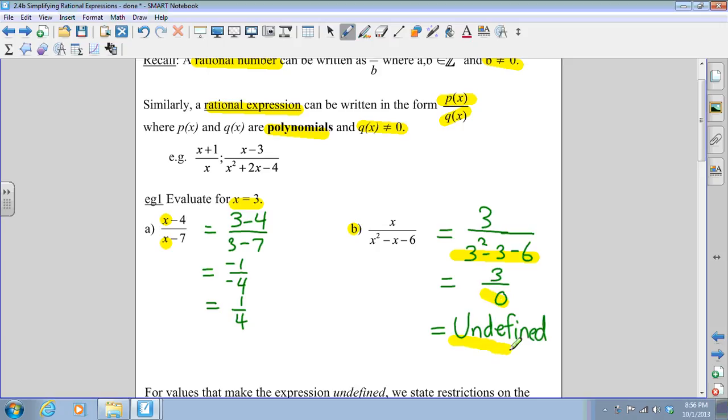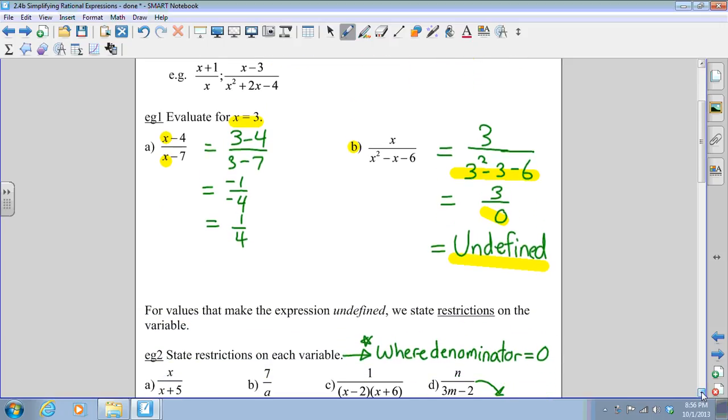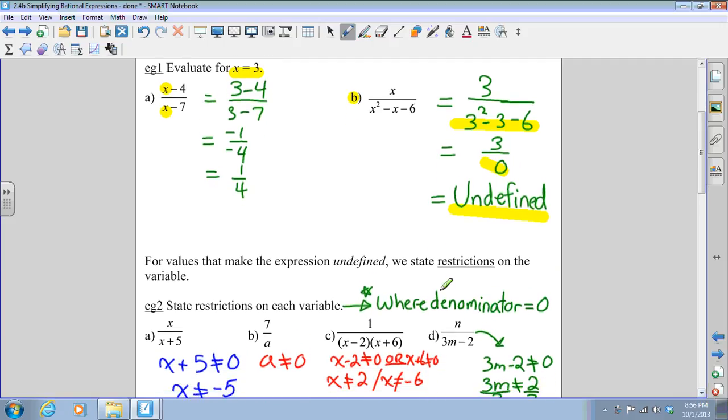So we don't want any function to be undefined, so what we do is we talk about restrictions. Okay? So in order to state restrictions, we basically let the denominator equal 0. And once we've solved for the variable in the denominator, that states our restriction. All right, let's try some of these examples.